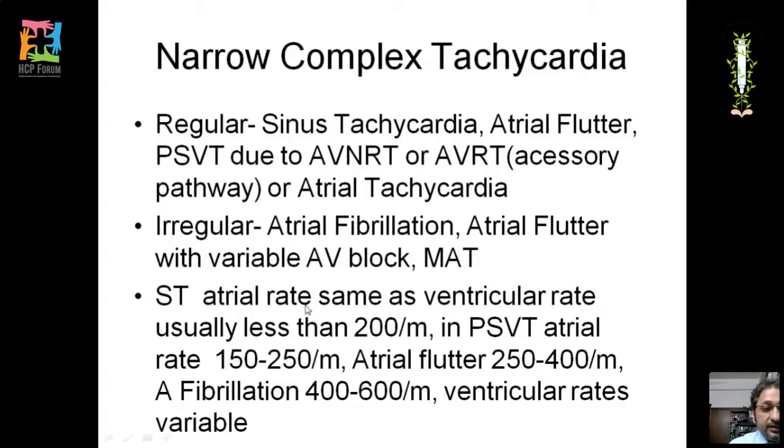Now coming to the atrial rates. In sinus tachycardia, the atrial rate will be the same as the ventricular rate because most of the impulses will be conducted, but the heart rate will be less than 200 per minute. In PSVT, the atrial rate will be between 150 to 250. In atrial flutter, it will be even higher, 250 to 400. In atrial fibrillation, it will be 400 to 600. And therefore, you can imagine that all the impulses will not be conducted because of the refractoriness of the AV node, and therefore the ventricular rate will be variable.